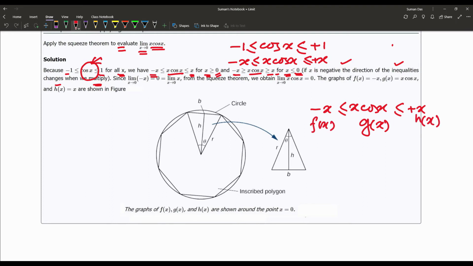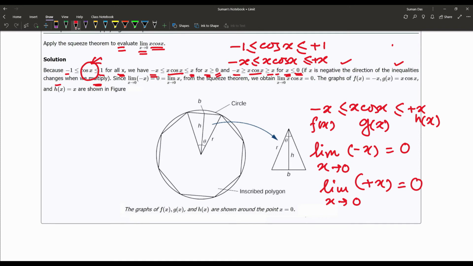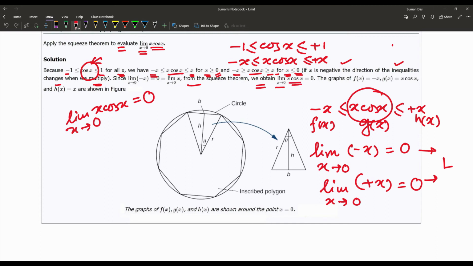Then the limit as x approaches 0 of minus x gives the value 0. The limit as x approaches 0 of plus x also gives 0. So that is our capital L. That means using the squeeze theorem, we can say that the limit as x tends to 0 of x cos x is also 0. So from the squeeze theorem we obtain that the limit as x approaches 0 of x cos x is equal to 0.